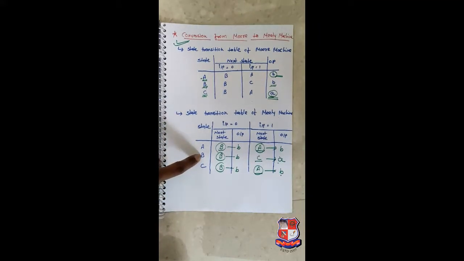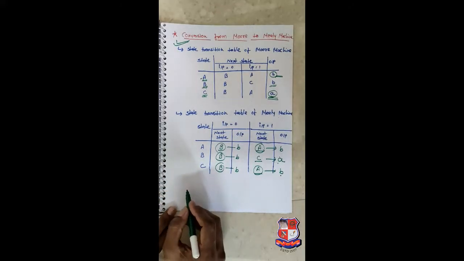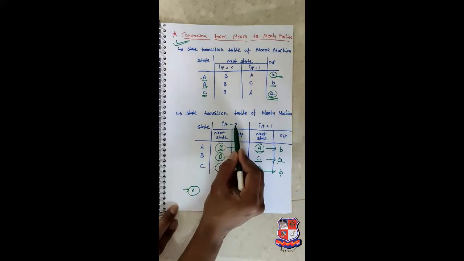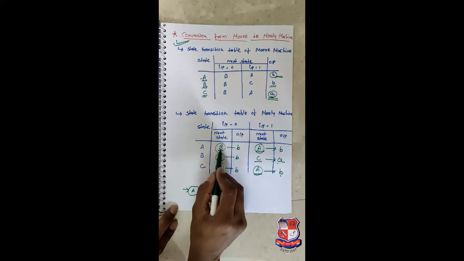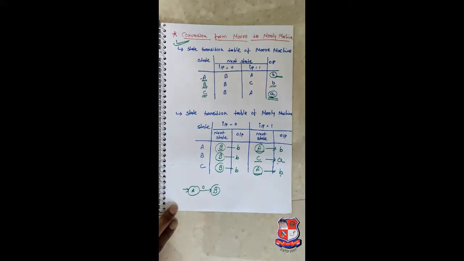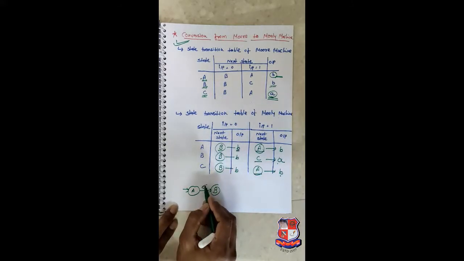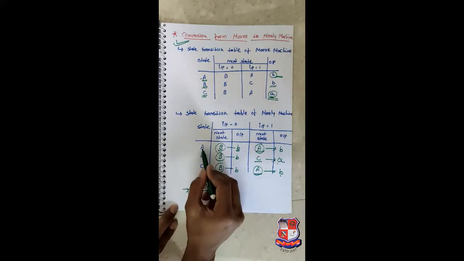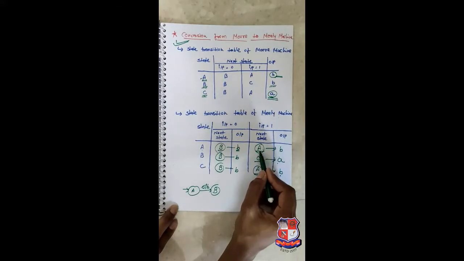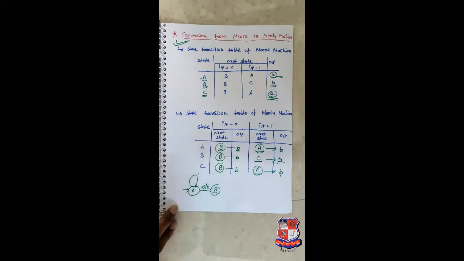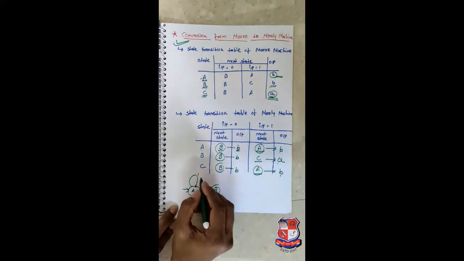Based on this transition table, you can construct the diagram. Suppose we just try. So it's A. If we give the input 0, then the next state is B. So 0, next state is B, and what is the output? It's B. Now for the state A, if the input is 1, then the next state is A, and the output is B.